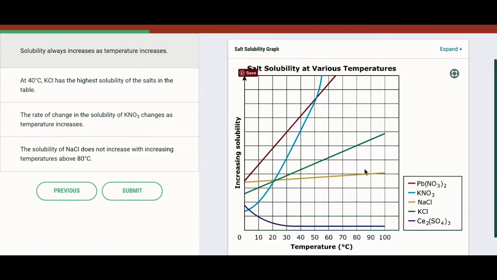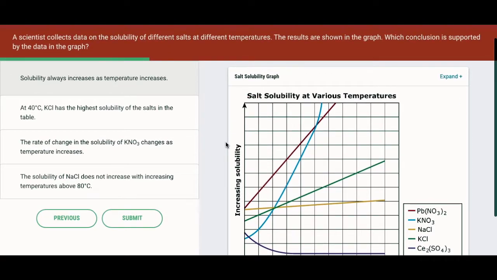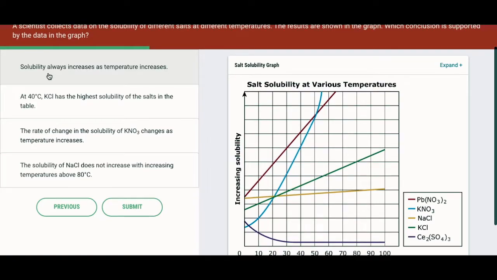All right, but for KCl, we also see that the green line here, as temperature increases, solubility also increases. So what about the Ce2(SO4)3? Well, if we trace the purple line, we see that this line is going in the opposite direction, so it's going down. So we can see that as temperature increases, the solubility decreases for the purple line here. So solubility does not always increase as temperature increases. Okay, so this is false.